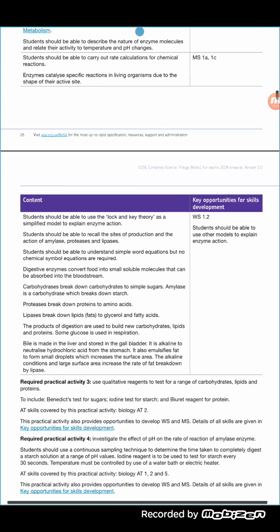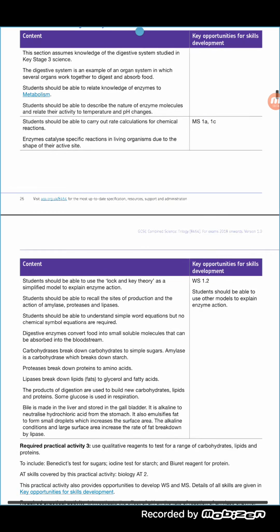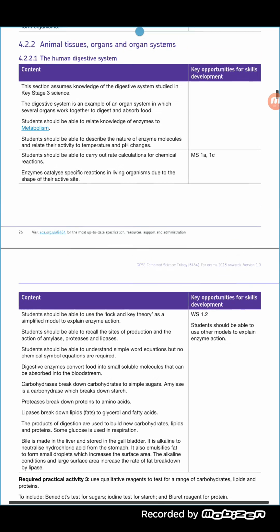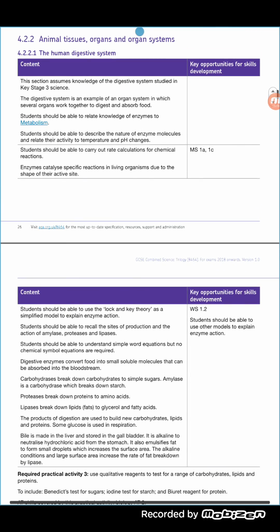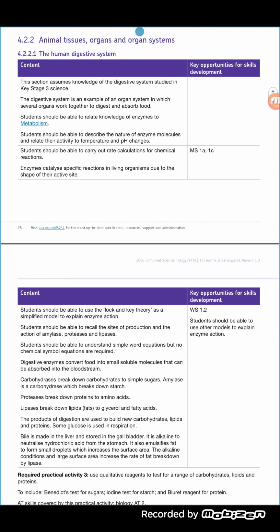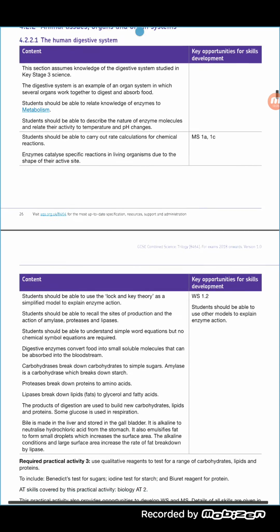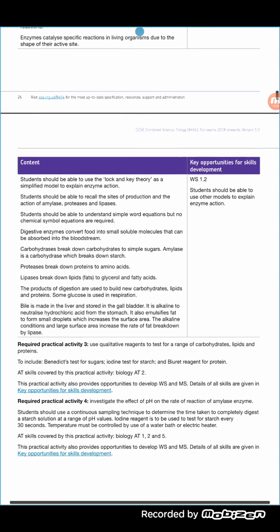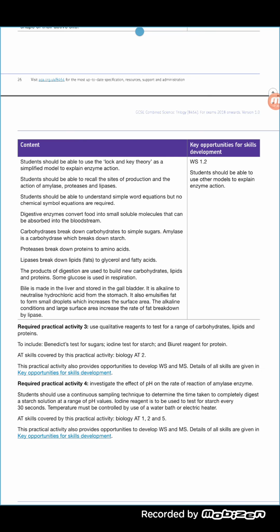Now we come on to enzymes then, and enzymes are within the digestive system. And with enzymes, we need to know about the lock and key hypothesis. We need to know about the different enzymes that exist in the digestive system and what affects enzyme rate. We need to know about temperature and pH changing the shape of active sites if they are not the optimum. And that's why amylase in the mouth, for example, which operates normally at a pH of 7, can't work in the stomach where there's a pH of 2.